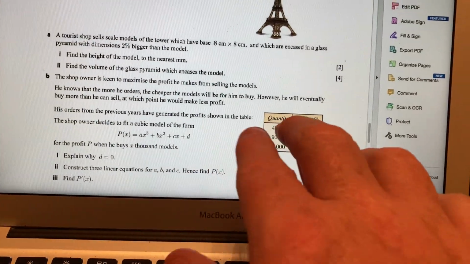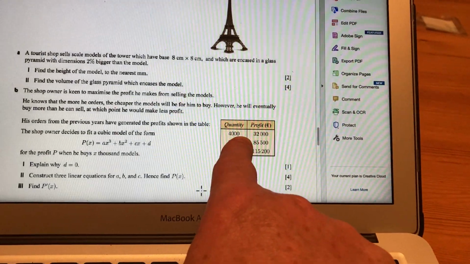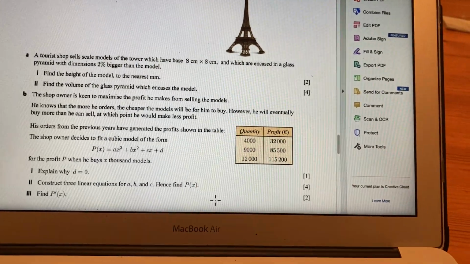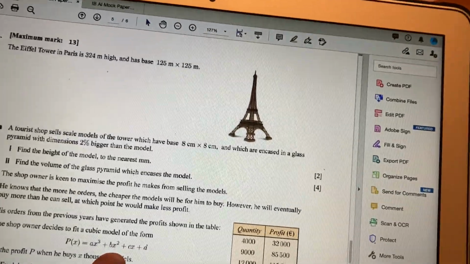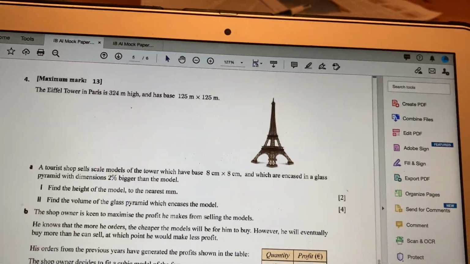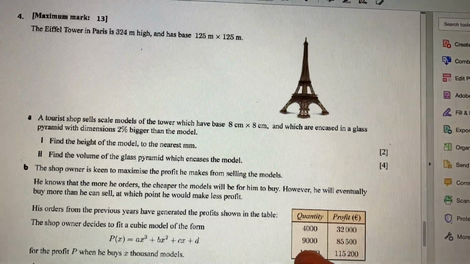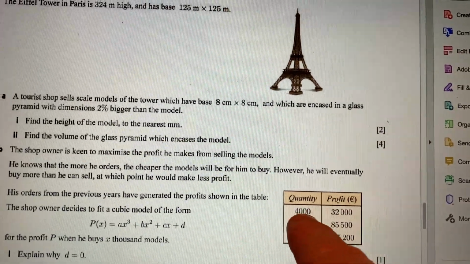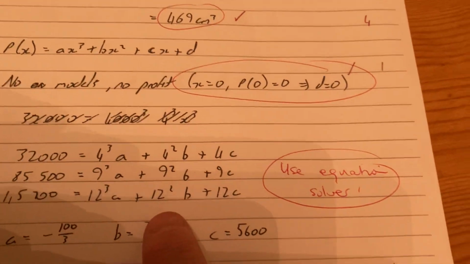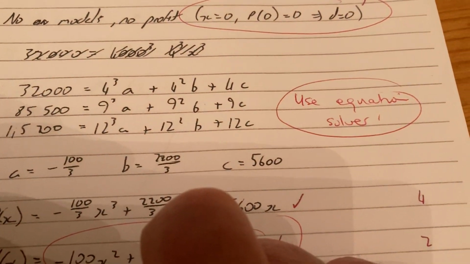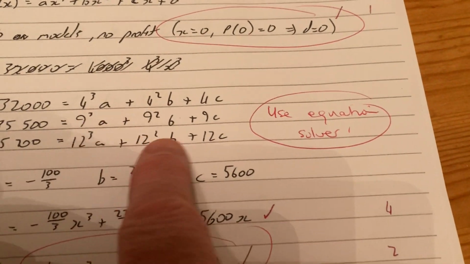In part 2, we use each of these for the x value. So we sub in 4,000 cubed, times it by a, and replace all of the x's to get the y value 32,000. We do that 3 times: one for 4,000, one for 9,000, one for 12,000. You'd have 3 sets of equations. Here they come. These would be the 3 equations.